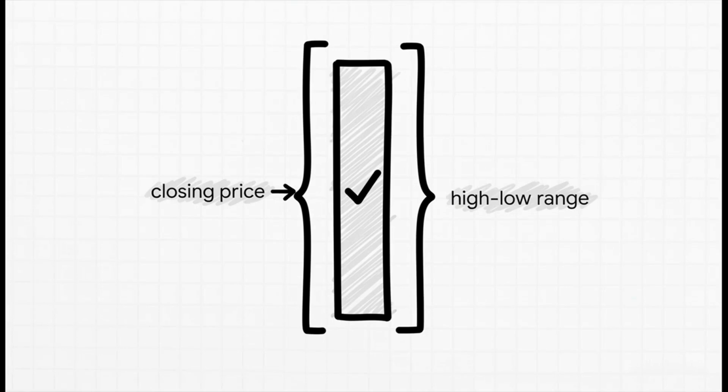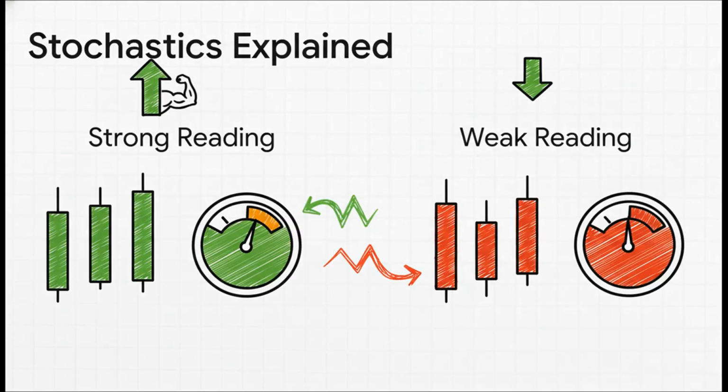Next up, we've got an indicator called stochastics. Now, I know that name sounds super complicated, but the idea behind it is incredibly simple. All it's doing is measuring where a security's closing price is relative to its high-low range over a certain period. That's it. Let me put it in plain English for you.